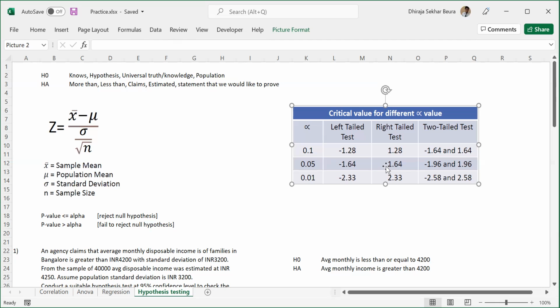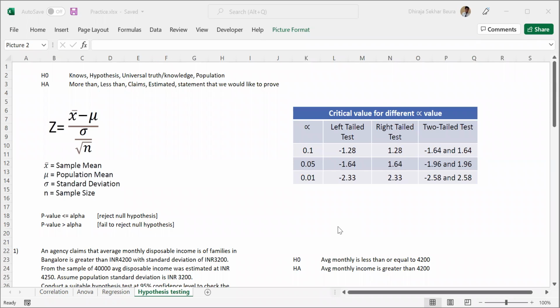Dheeraj, you mentioned always remember the 1.64 value, right? This comes into the picture when your alternate hypothesis is not equal to, meaning mu not equal to some value. In those cases, we have to create a two-tail test, and in a two-tail test we can't take the Z critical value as 1.64. We have to take 1.96 for 0.05 alpha. Correct? Correct.